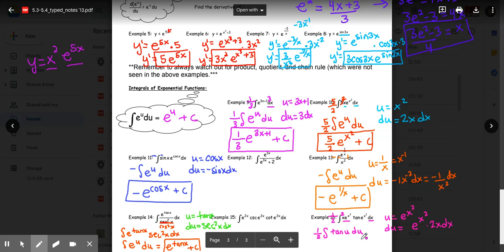Now, you have a formula sheet that I'm allowing you. The integral of tangent is negative, and then leave the 1/2, the natural log of the absolute value of cosine of u, so I'm going to plug my u back in, e to the x squared, plus c. All right, this is something where you would have a formula sheet for the integral of tangent, and I'll expect you to memorize that at this point. So the integral of tangent is negative natural log of the absolute value of cosine u plus c.